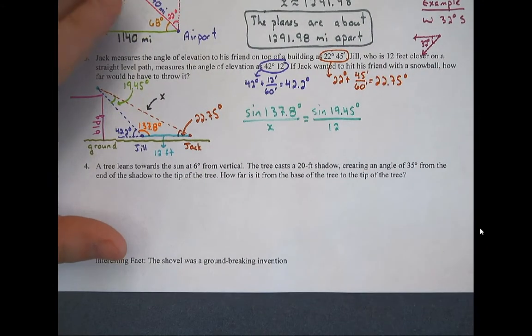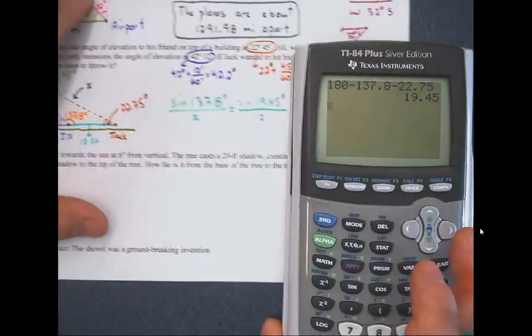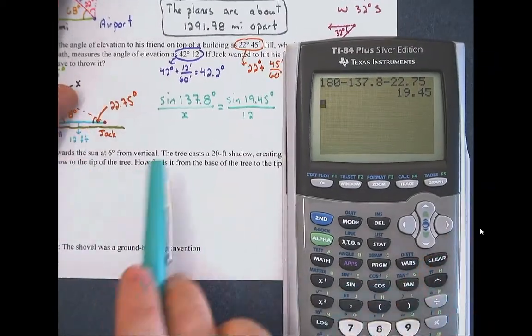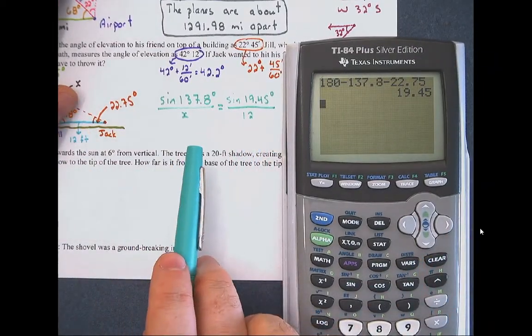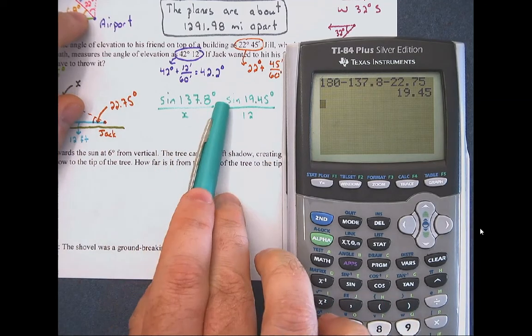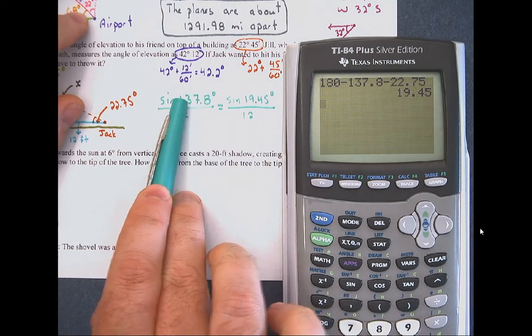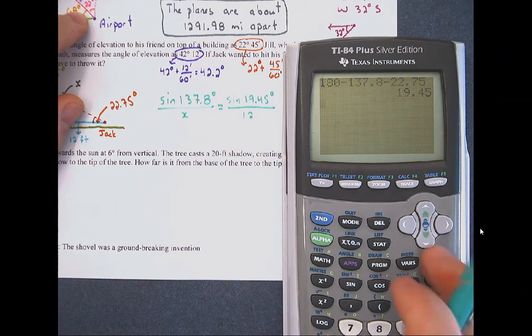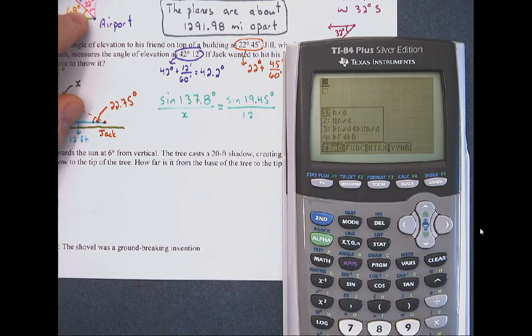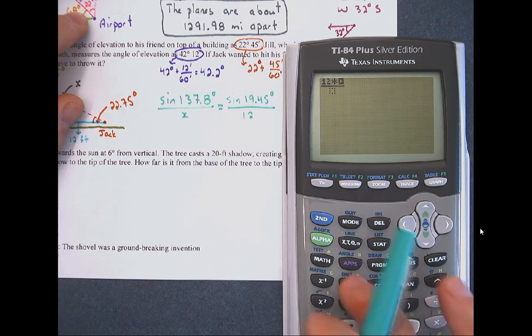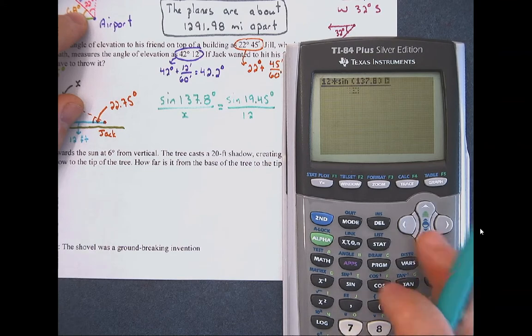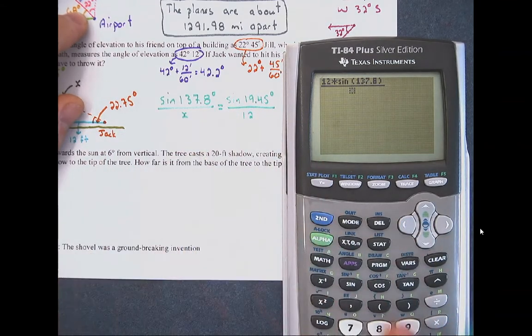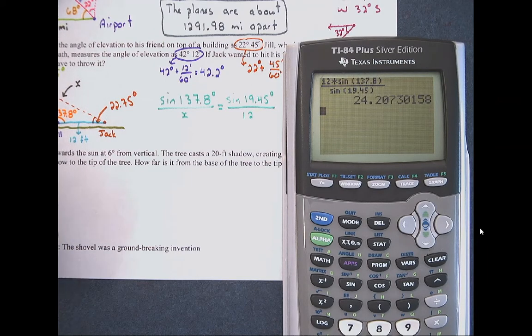This is something I can solve on my calculator. I don't need to show any work. I would cross multiply and then divide. So I would first multiply the x up there, and I'd multiply the 12 up there, and then I'd divide by the sine. So this would end up looking like 12 times sine of 137.8, and then I need to divide off the sine of 19.45, and we get 24.2.